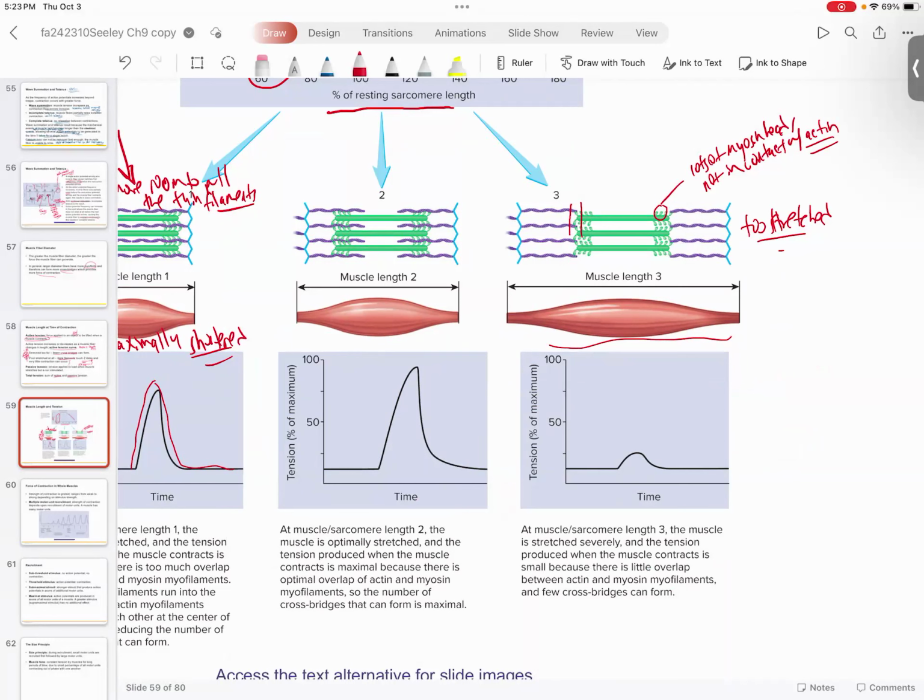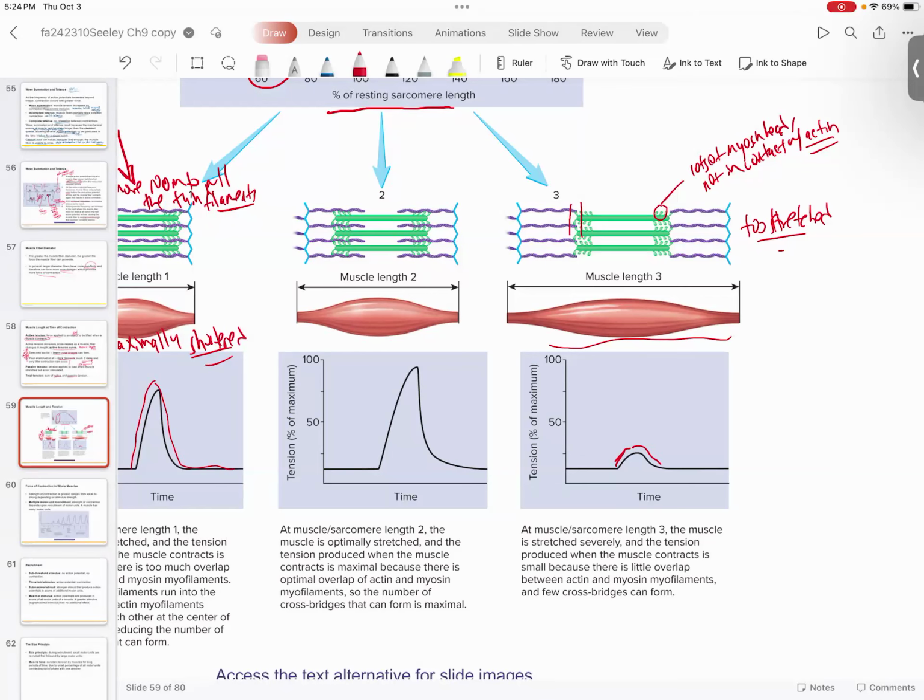And so as a result, you can see the twitch curve, very weak contraction here, followed by a relaxation. That's because you simply just can't grab onto enough actin to shorten those sarcomeres. So you're basically extended too far. You're too far stretched out.